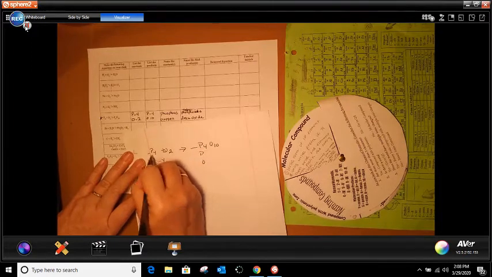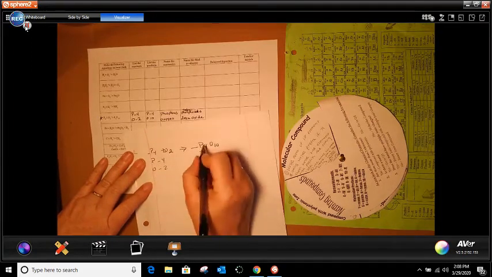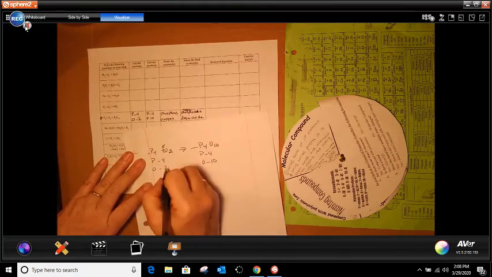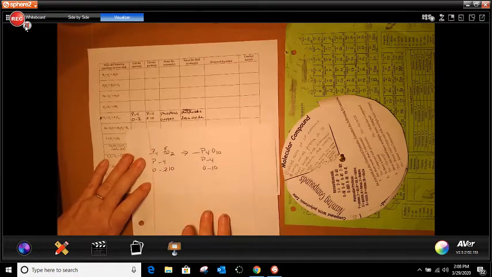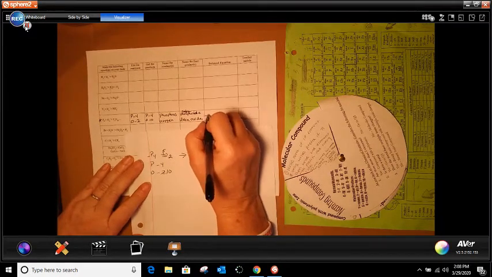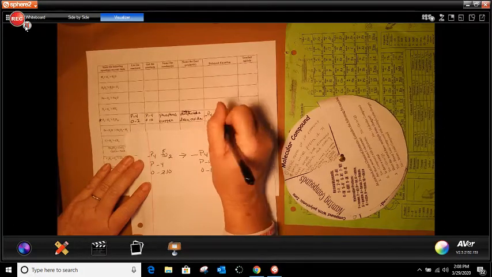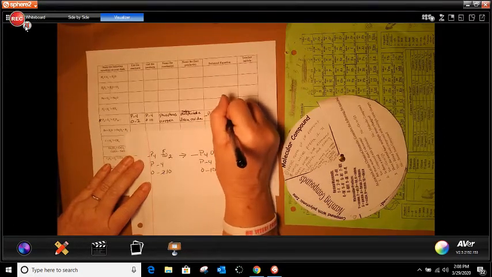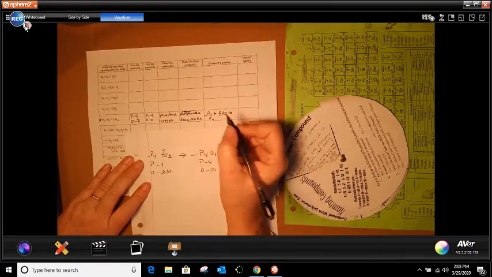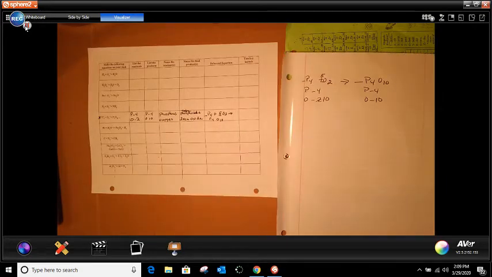I have 4 P's over here, 4 here. I've got 2 O's over here, but I have 10 here. So let's see, if I put a 5 in front of that, that makes it a 10, doesn't it? So then I'm going to go back and say P4 plus 5O2 yields P4O10, and I am done. Pretty simple, isn't it? So then I'm going to choose another one. Let's see.